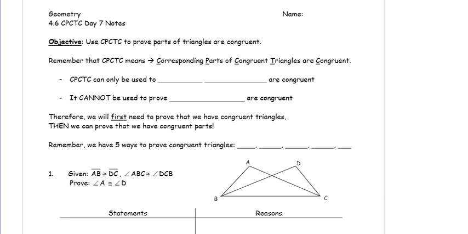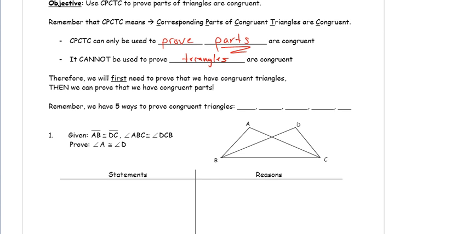Remember that CPCTC means that corresponding parts of congruent triangles are congruent. So if we have congruent triangles and we have corresponding parts, then those corresponding parts are congruent to each other. Again, CPCTC can only be used to prove parts are congruent. It cannot be used to prove triangles are congruent. We prove triangles are congruent by using all those acronyms, or those A's and S's, the H and L, that whole thing. So first we're going to have to prove that the triangles are congruent.